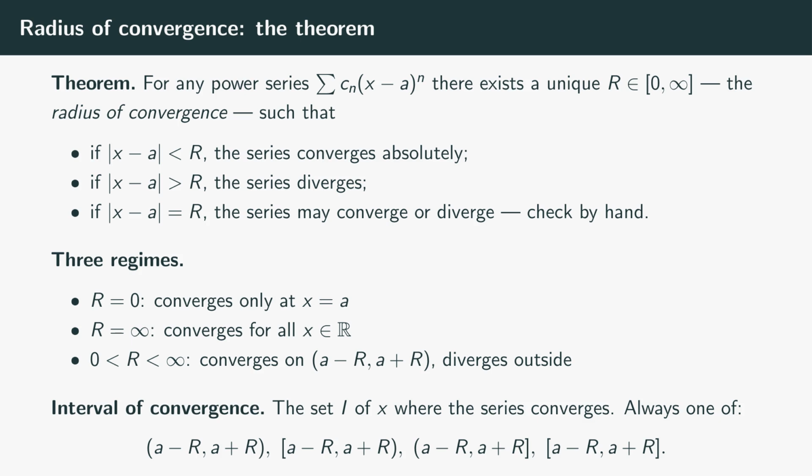The interval of convergence is the set of x where the series converges. Always one of 4 shapes: the open interval, one of two half-open intervals, or the closed interval. Which one depends on the endpoints a plus or minus r. The interior is determined by r. The endpoints take separate analysis. One of the cleanest theorems in analysis. Power series have a sharp cutoff with predictable behavior inside and out.